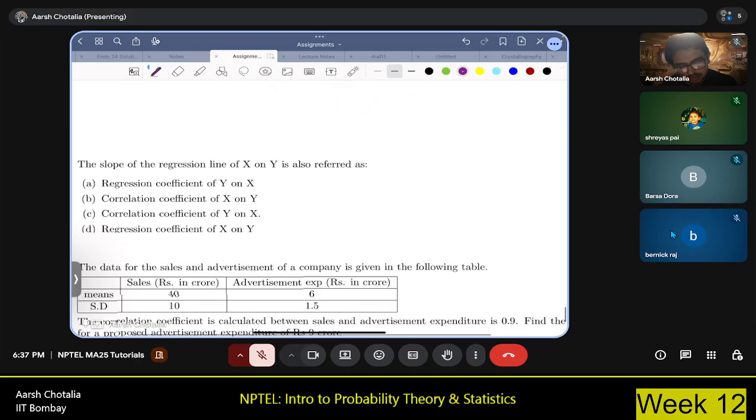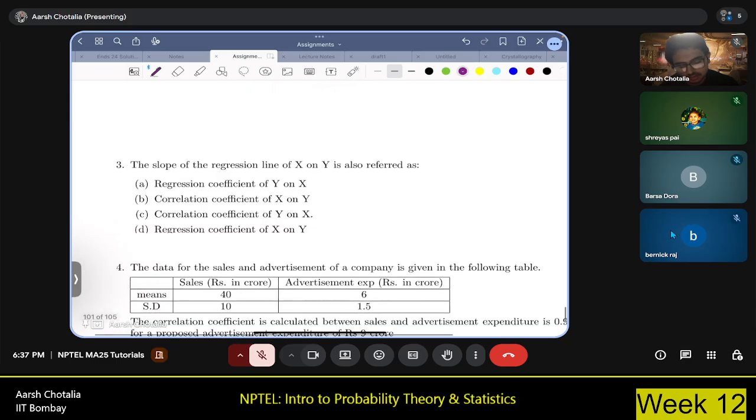Then the third one, the slope of the regression line of x on y is referred to. This is again semantics, just the definition. It's not correlation because we know that slope could be anything, whereas correlation is just between minus 1 to 1. So it has to be regression coefficient, and it follows the same convention that if regression is of x on y, then it is also regression coefficient of x on y.